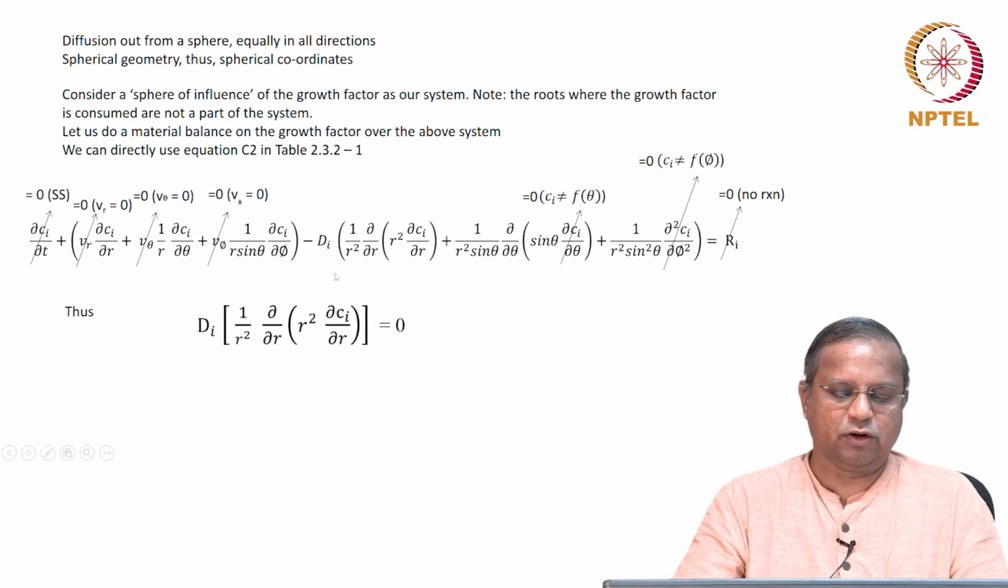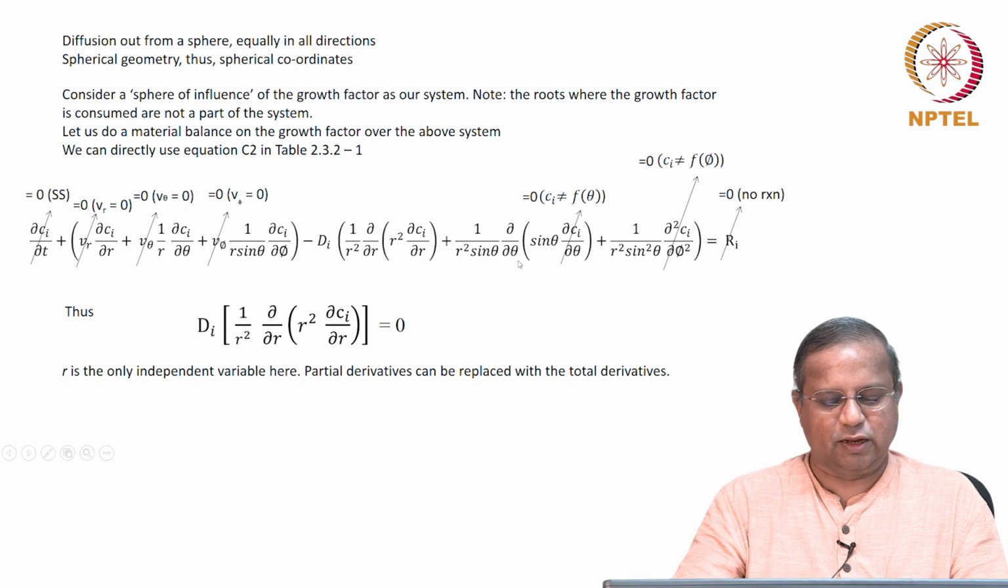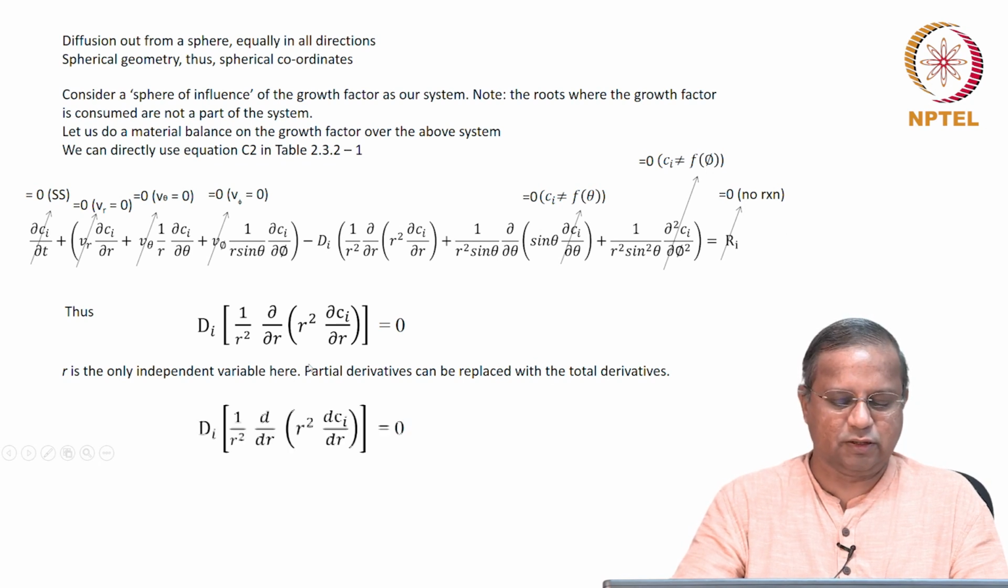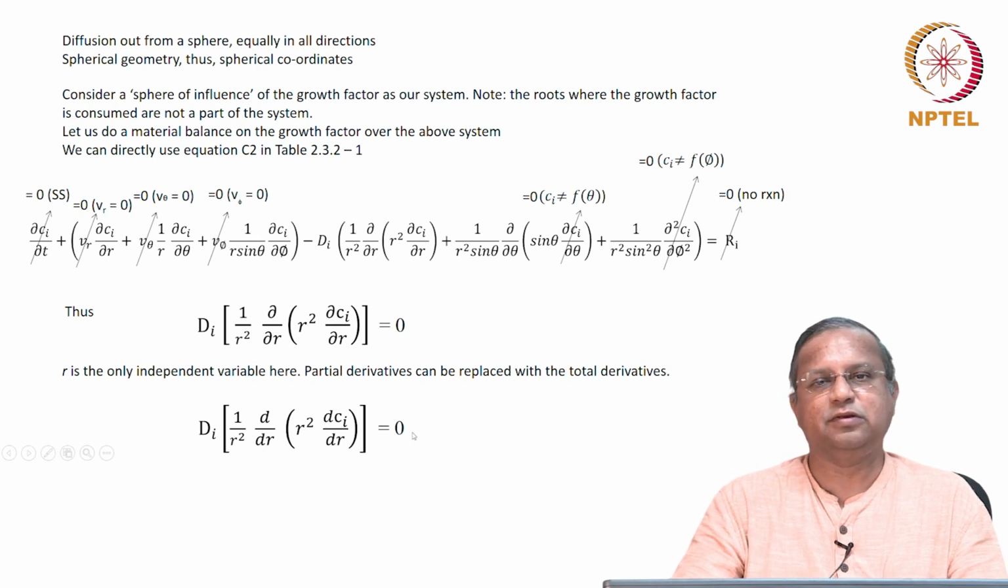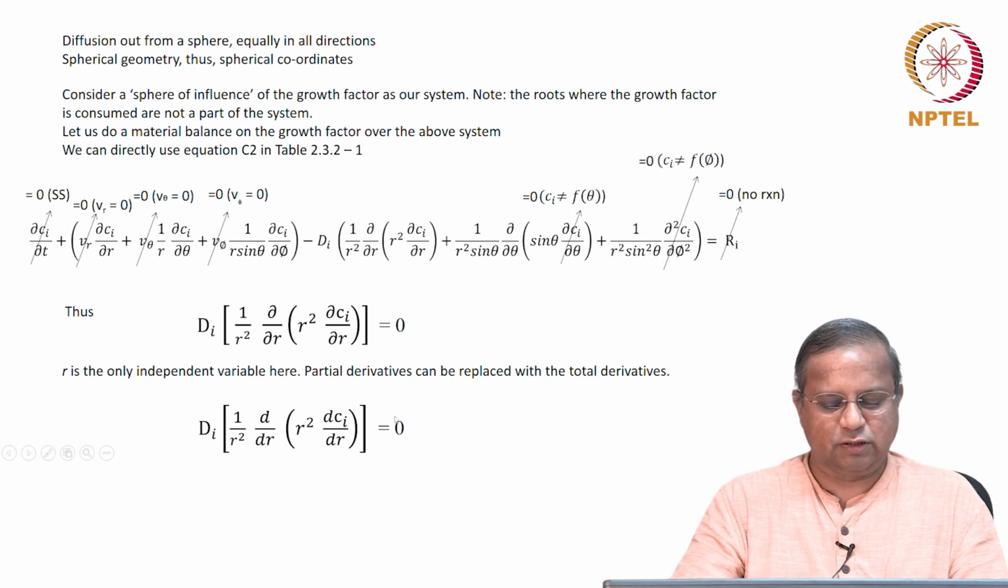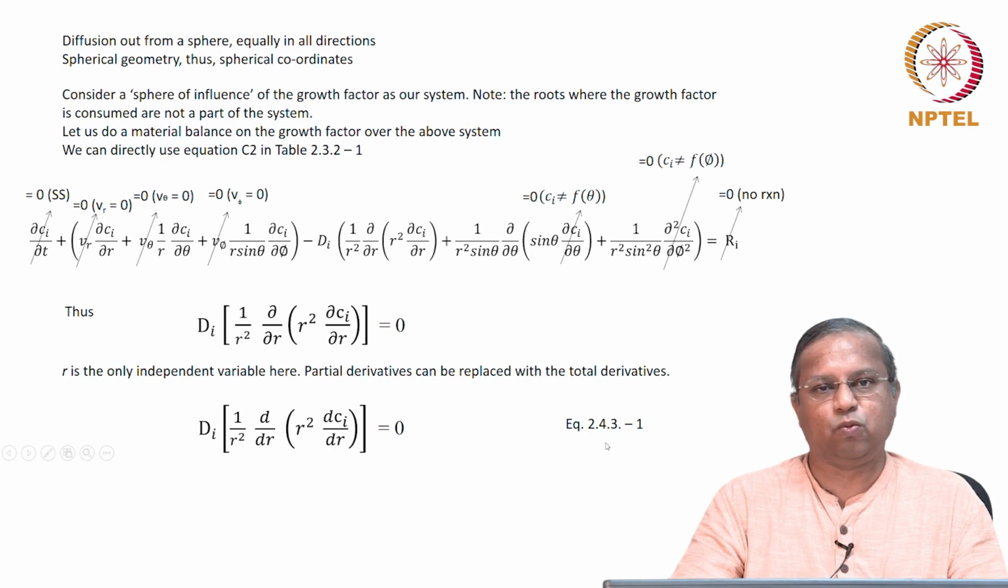Therefore, what remains is D_i; the negative sign is not relevant here, it does not matter anyway. D_i times 1 by r squared, ∂/∂r of r squared ∂C_i/∂r equals 0. And r is the only independent variable here, and therefore, we can replace the partials by the total derivative. What we get is D_i 1 by r squared d/dr of r squared dC_i/dr equals 0. This is the equation of interest here, equation 2.4.3-1.